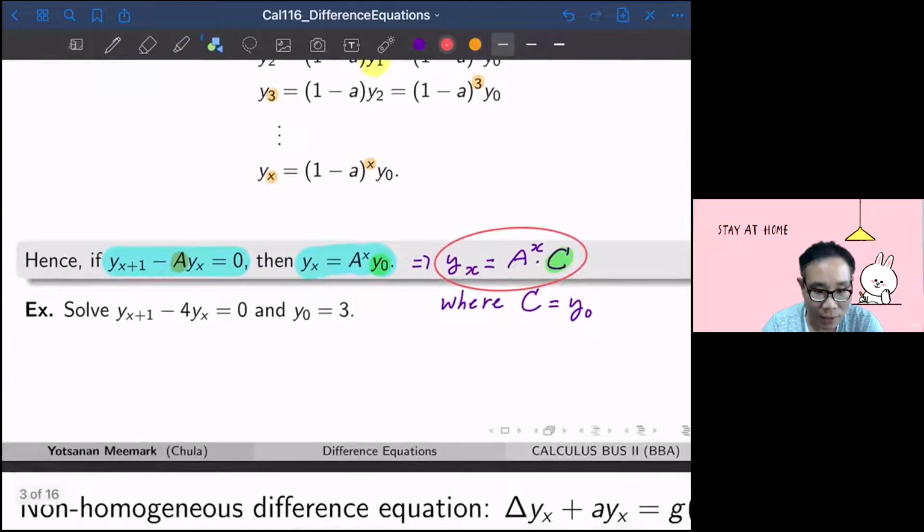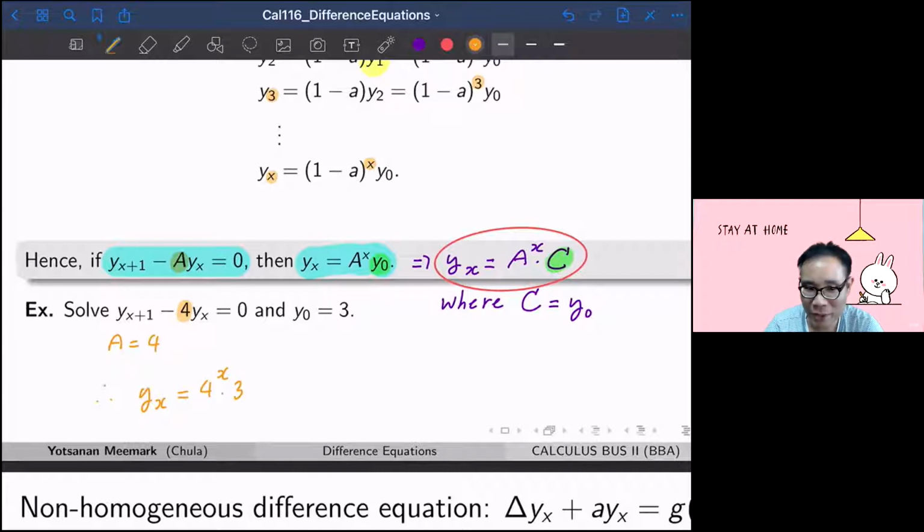And let's see. So you have y(x+1) minus 4y(x) equal to 0. So this is going to be a equal to 4, and you have y0 equal to 3. So you're going to just answer y(x) equal to 4 to the x times 3. Okay, so that's it.